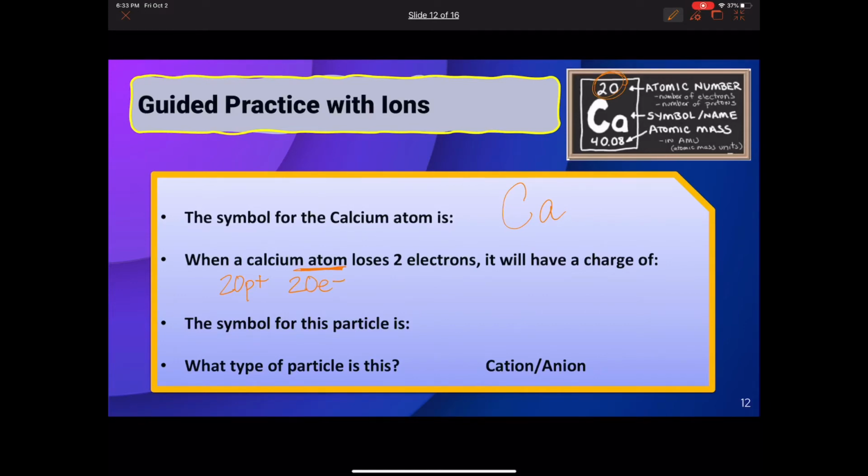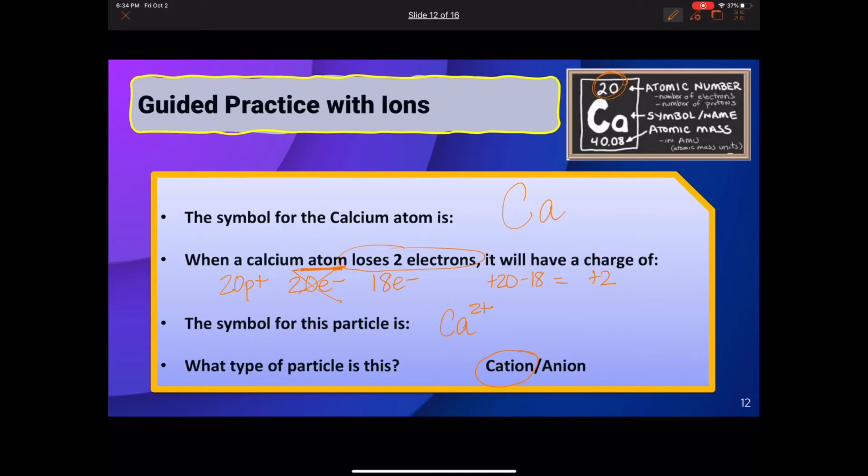But up here it says that calcium will lose 2 electrons. So instead of having 20 electrons, we now have 18 electrons. So consider the math. Positive 20 minus 18. What does that equal? Positive 2. So that will be the charge on the calcium ion. The symbol for the calcium ion then is calcium Ca with a 2+ charge. Because this is a positive ion, we will select cation as the type of particle.